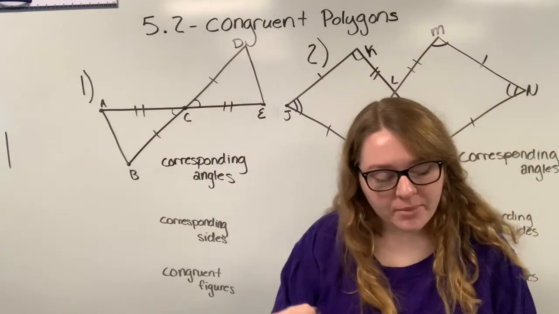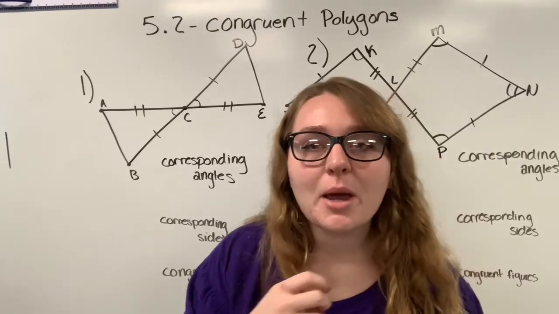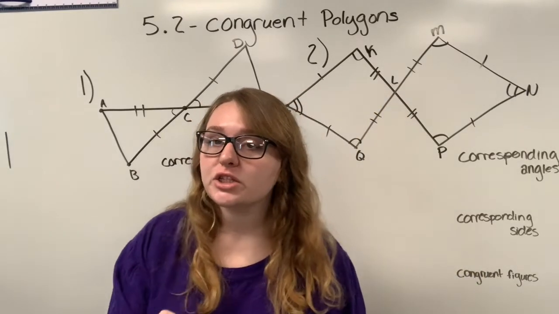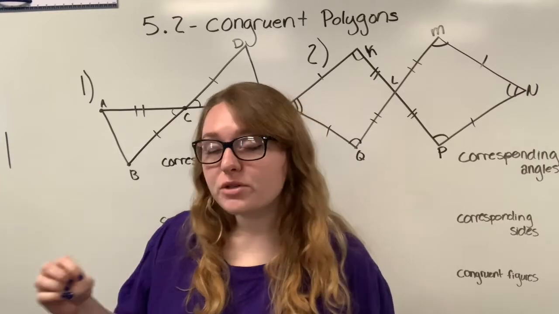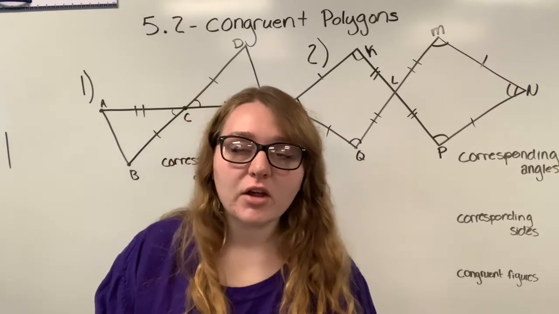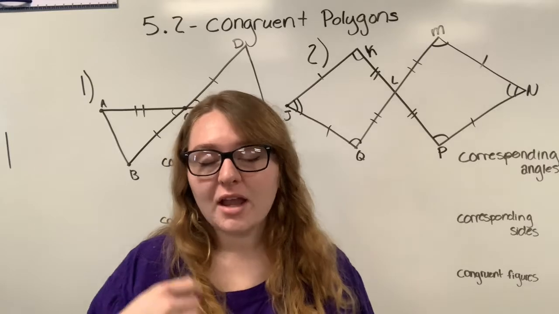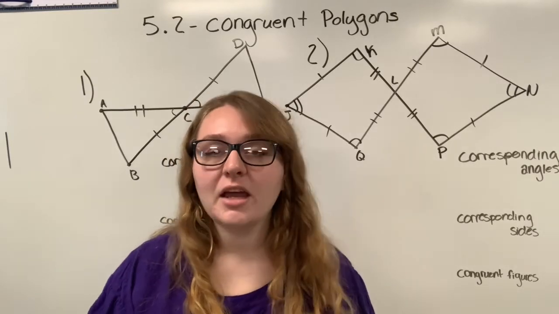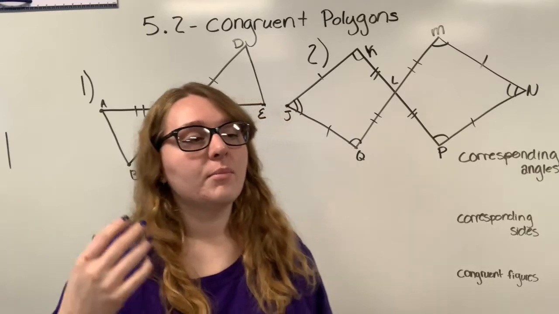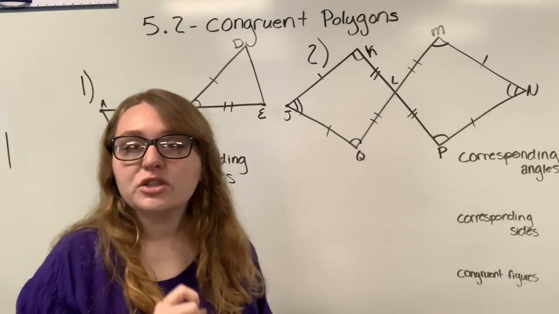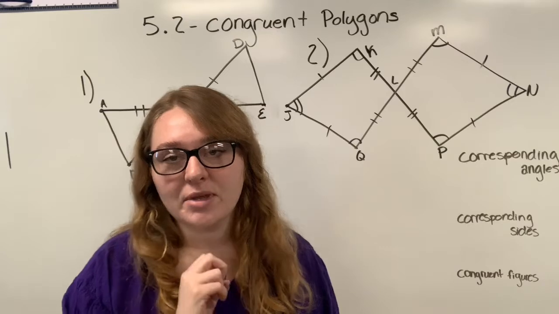Okay, so in chapter 4, we talked about something called rigid motion when we talked about rotation, reflection, and translations. Now, rigid motion is when we take a figure and we move it in some way, like a translation or a slide, a rotation, or a reflection, or like a flip. And it would not change the angle measures, and it would not change the segment lengths.